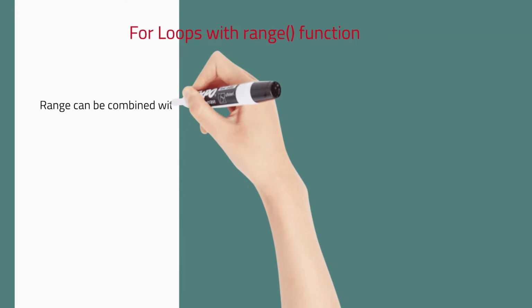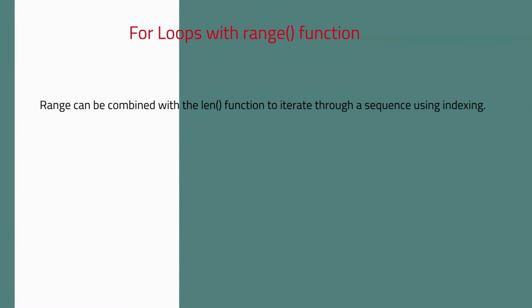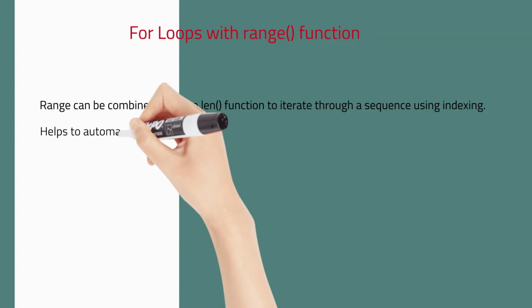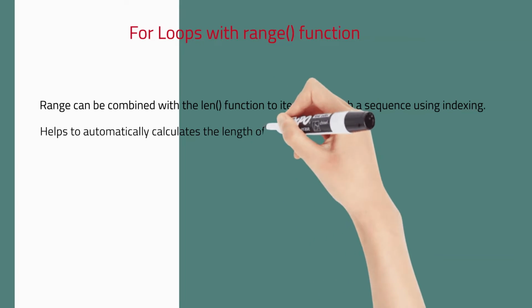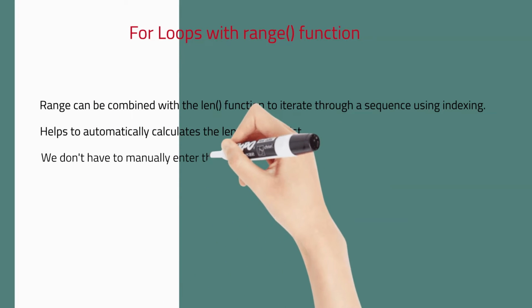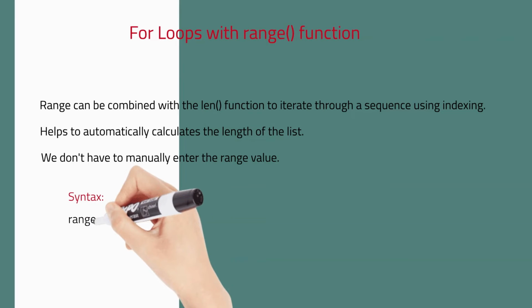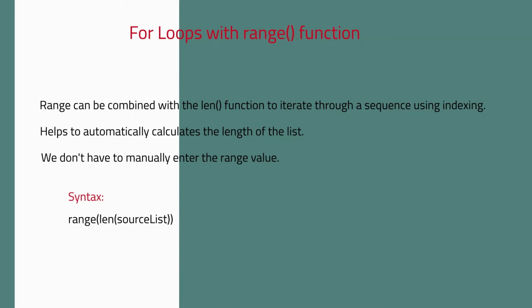We can also combine the range function with the length function to iterate through a sequence using indexing. It basically helps to calculate the length of the list automatically. We don't have to manually enter the range value due to this auto-length calculation, and it is helpful to calculate the length of a dynamic list. The syntax is range with the length of the list in braces.